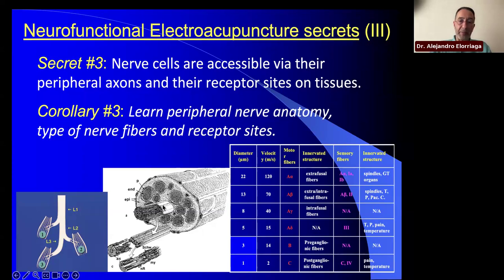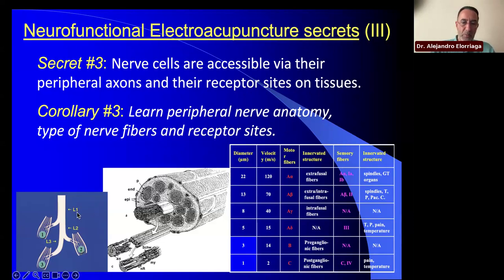Very important, and also, here I gave a summary of all the types of both sensory and motor innervation. So the corollary is we have to learn peripheral nerve anatomy. We need to be conversant on the type of nerve fibers and receptor sites. These are very important concepts for all of us to remember when interpreting what's going on in the periphery, not just with the patient experience.